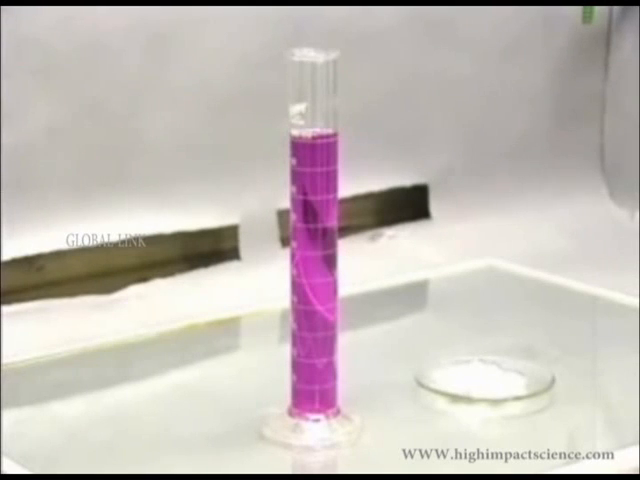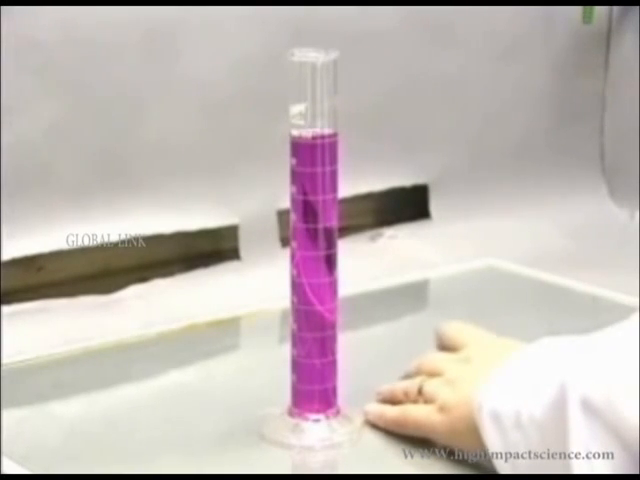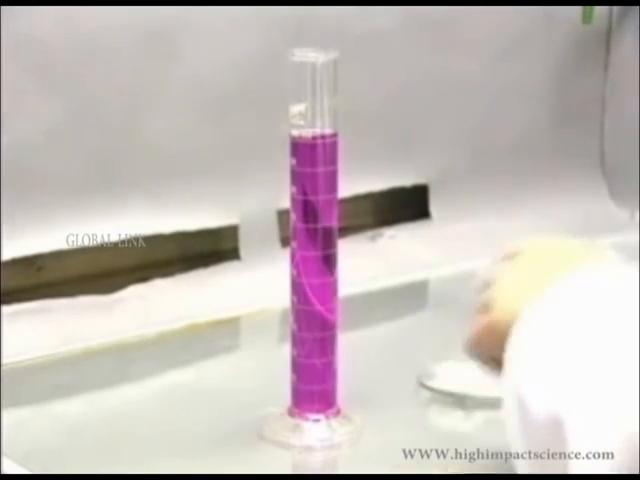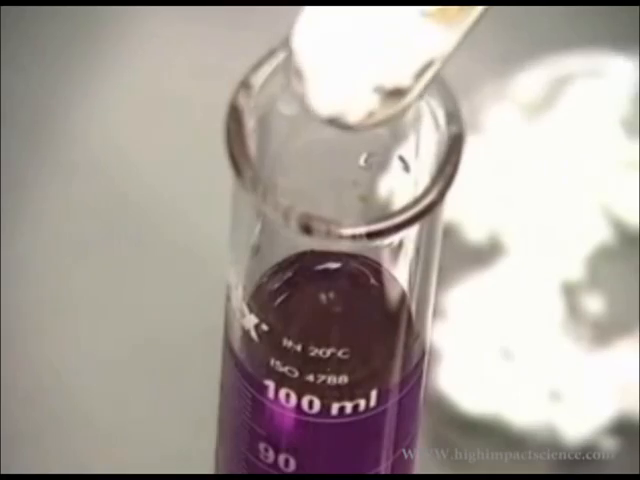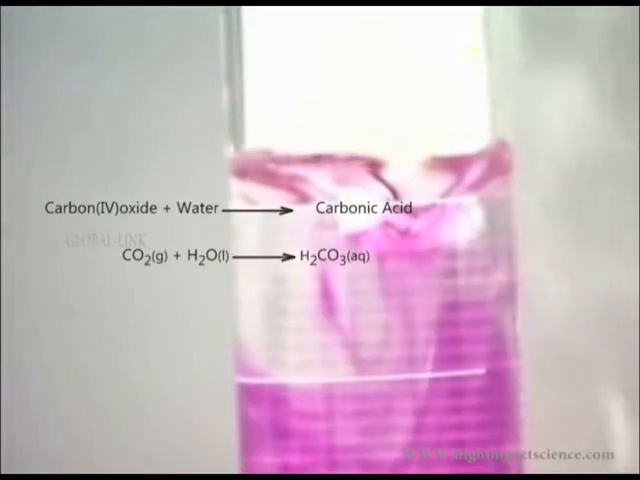This purple solution is phenolphthalein in water, an indicator that turns colorless in acidic solution. Using dry ice again, we show that carbon dioxide in water forms an acidic solution of carbonic acid.